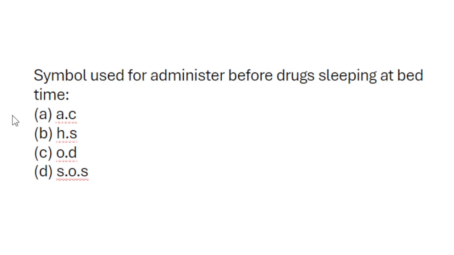Symbol used for administration of a drug before sleeping at bedtime. Before bed, if you will give medication, what symbol will you use? A. AC, B. HS, C. OD, D. SOS. Before bed means HS. We'll use the symbol HS, at bedtime.